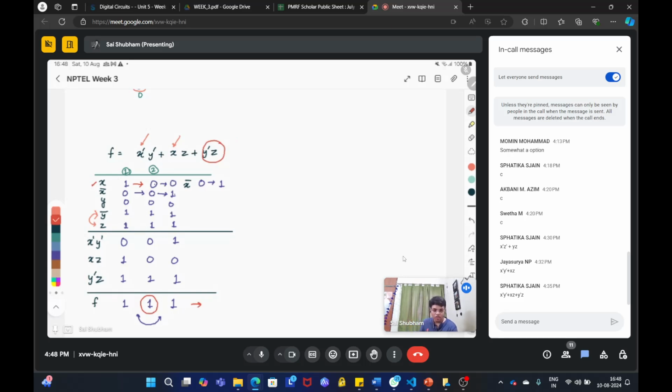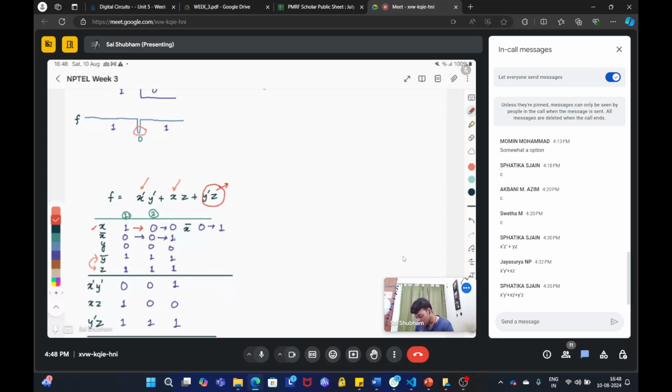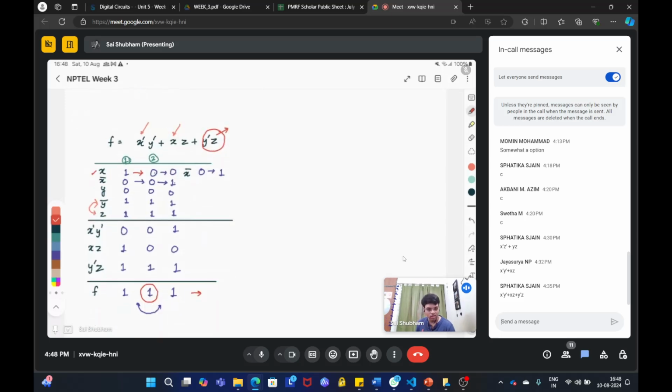So is that clear to everyone? Why adding this extra term makes the circuit hazard free? It will be mentioned in your question whether you have to make the simplified circuit or simplified circuit without hazard. Okay, it will be clearly mentioned. So yeah, I hope this is clear. I will move on to the next question.